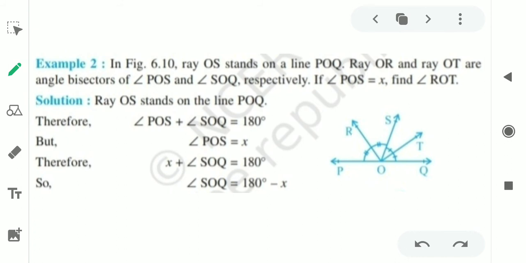OS stands on a line POQ. So angle POS plus angle SOQ equals 180 degrees by linear pair. And angle POS equals X, it is given to you. So we can find angle SOQ equal to 180 minus X.